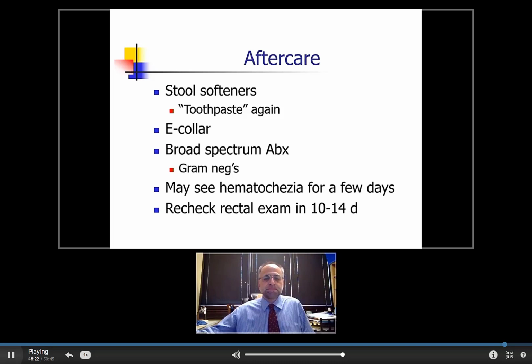We always put these patients on broad spectrum antibiotics, and again, it's the gram negatives that we're choosing our antibiotics specifically for. It's not uncommon for some of these patients to have a little bit of hematochezia for a few days, so they may see some frank blood in the stools after a polyp removal. And even though I don't have any sutures in the mucosa when I remove polyps, I like to do a recheck rectal exam on these patients at 10 to 14 days.